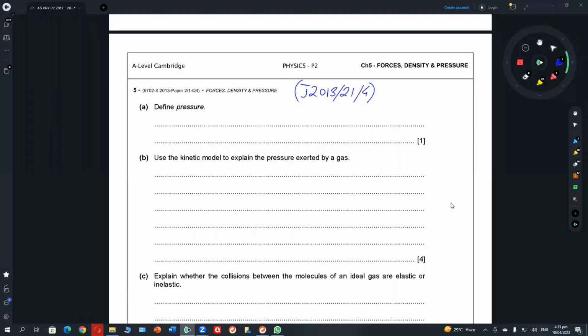The topic is forces, and this is the chapter which contains forces, pressure, upthrust, and a very important topic, moment. Now, define pressure. Oh, sorry, definition of pressure. Pressure is the? Force per unit area. Yes.